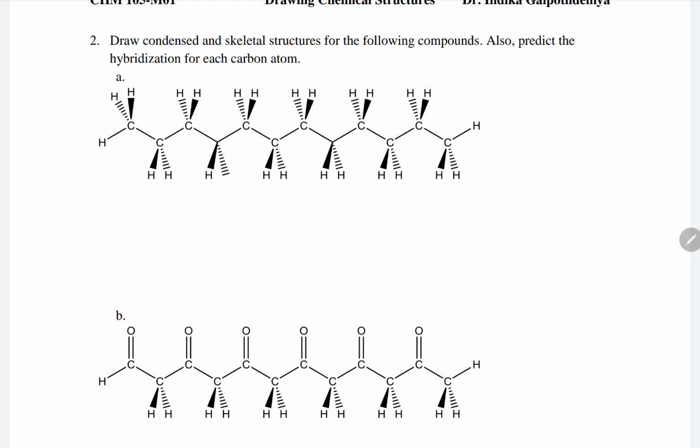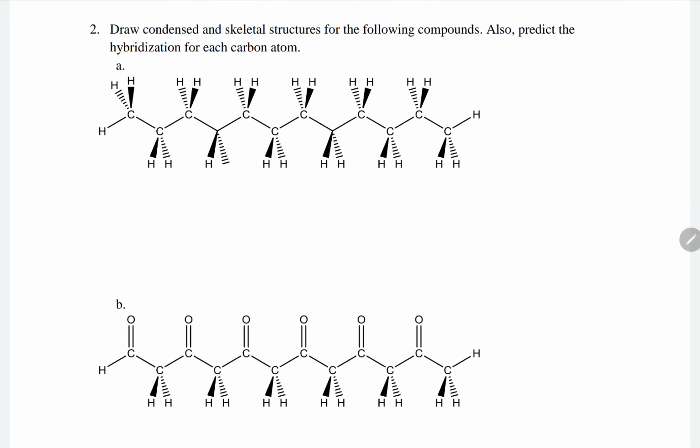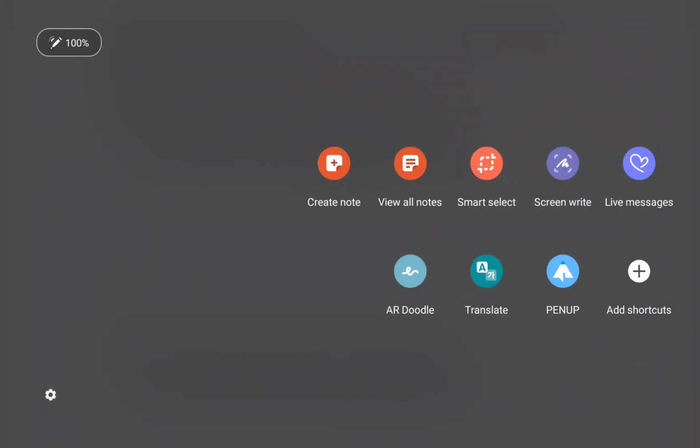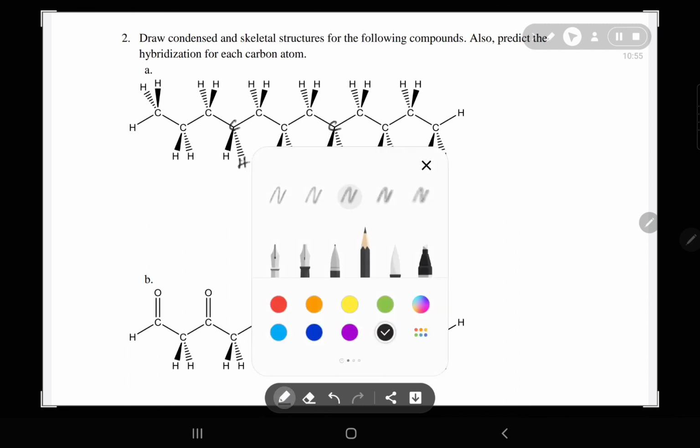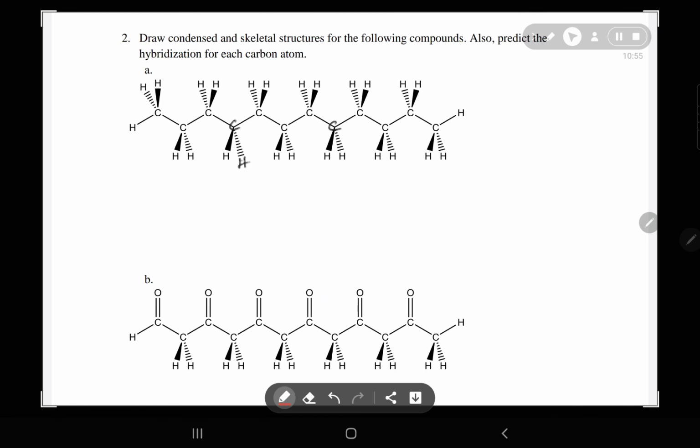By the way, there are a couple of mistakes in this question, so I will highlight them as I go. The first mistake is that I'm missing a hydrogen in this location, and I'm missing a carbon label in this location. You might want to mark that down. In this structure you have to draw the condensed structure and the skeletal structure.